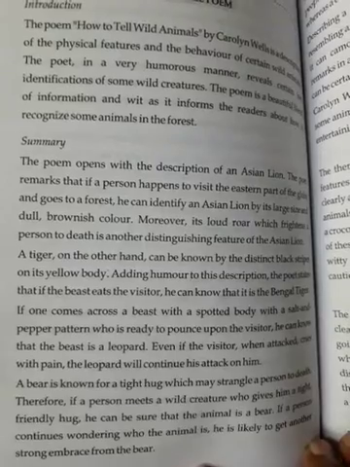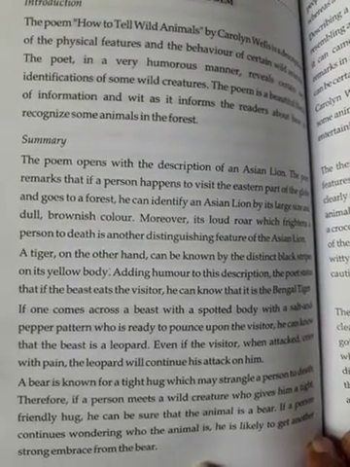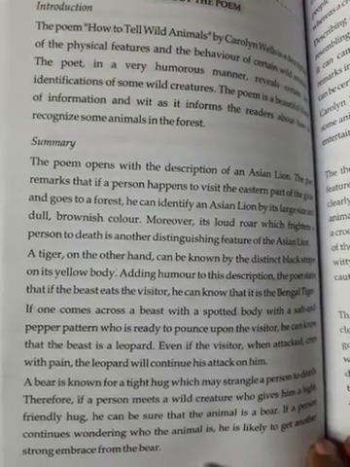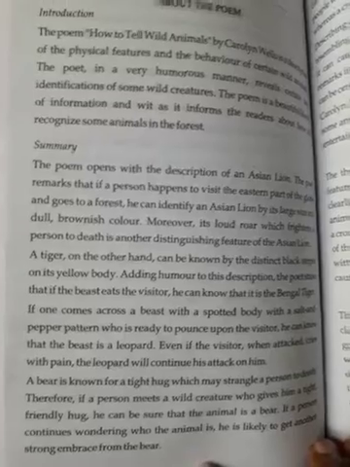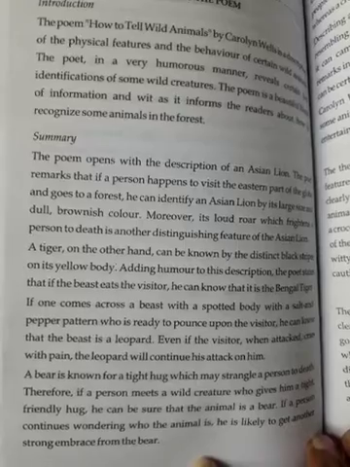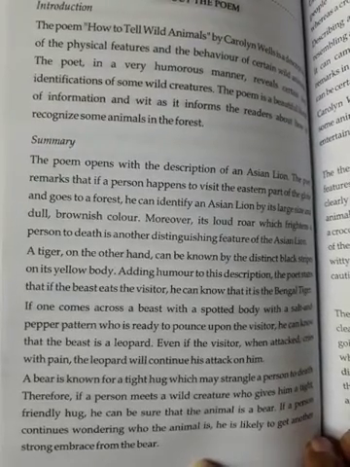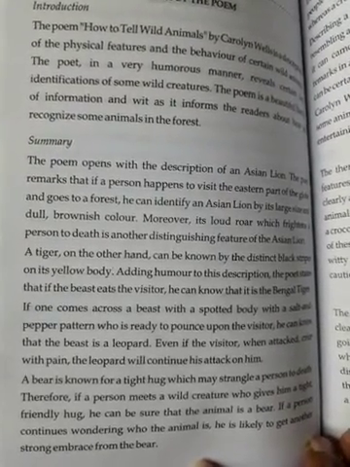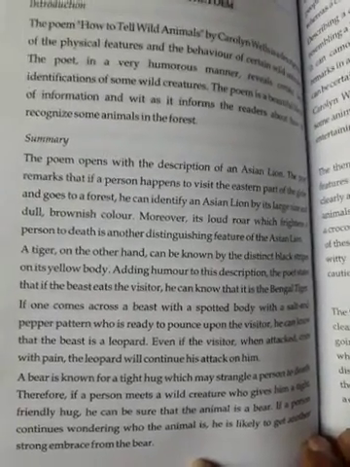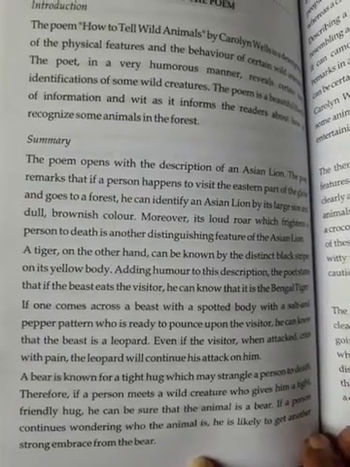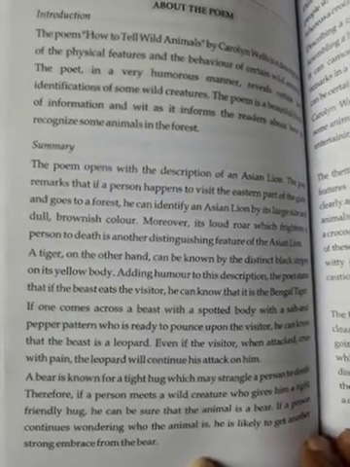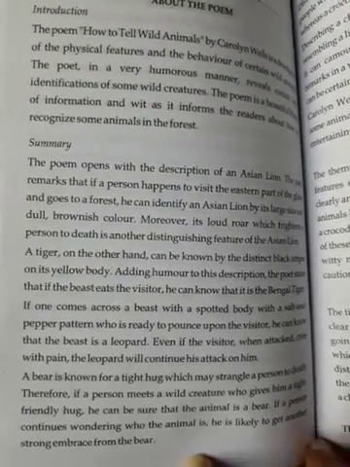Therefore, if a person meets a wild creature which gives him a tight, friendly hug, he can be sure that the animal is a bear. So, if a person is coming to see any wild animal and that wild animal is giving a tight, friendly hug, the person can identify that that animal is a bear. If the person continues wondering who the animal is, he is likely to get another strong embrace from the bear. And if the person is still not able to identify which animal it is, the animal is still giving him a hug again and again.